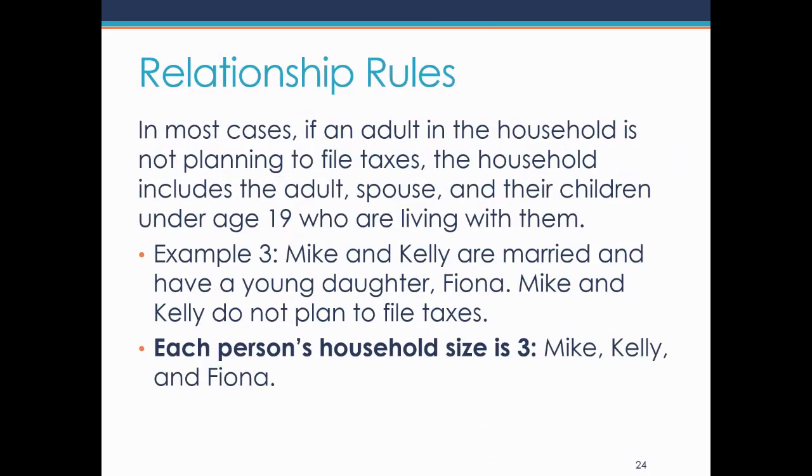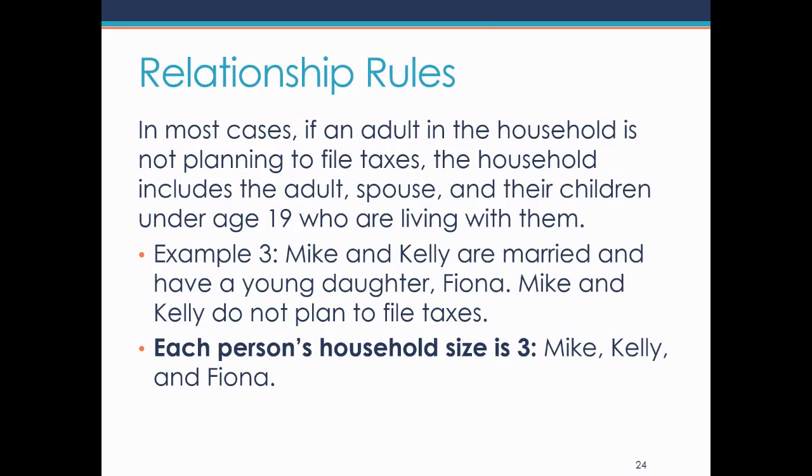Now let's talk about relationship rules. In most cases, if an adult in the household is not planning to file taxes, the household includes the adult, their spouse, and their children under age 19 who are living with them. So let's take a look at example 3 together.